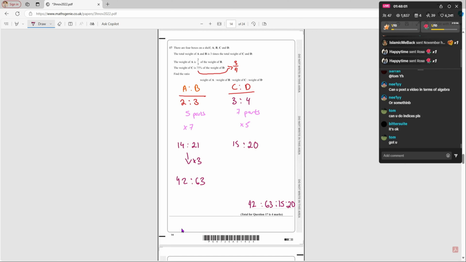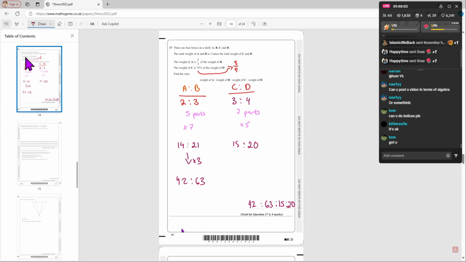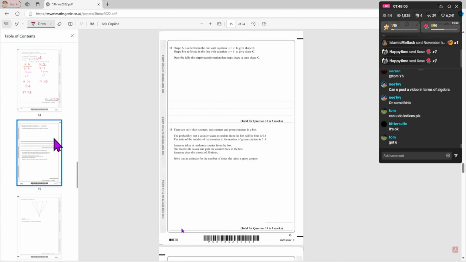So, let's move on to our question. Shape A is reflected in the line with the equation x is equal to 2 to give shape B. Shape B is reflected in the line with the equation x is equal to x to give shape C. Describe fully the single transformation that maps shape A onto shape C.